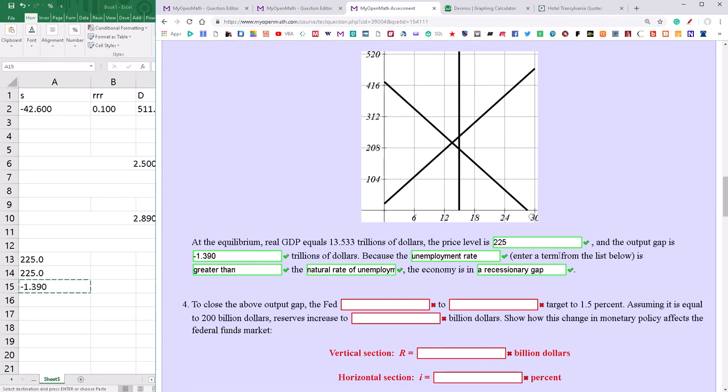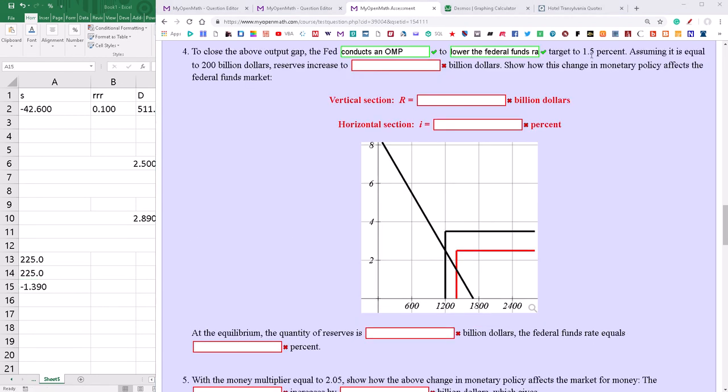Okay, cool. Now to close the above gap, the Fed conducts an open market purchase, OMP, to lower the federal funds rate. And the Fed wants to lower the federal funds rate to 1.5. Okay, assuming the open market purchase is equal to $200 billion, reserves will increase from what it was, I think it was 1,200, plus the 200 billion. Okay? So that would be 1,400, right? 1,400.